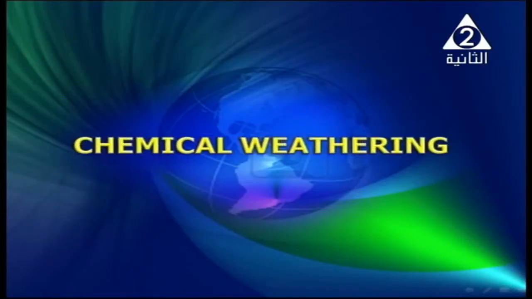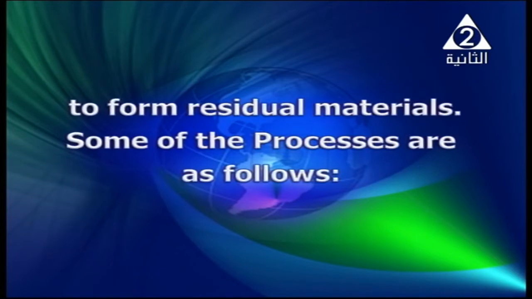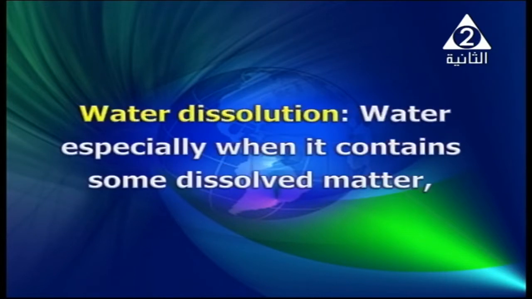Now, my dear students, we go to the second type of weathering here. It is chemical weathering. Chemical weathering is a process by which rocks are decomposed, dissolved, or loosened by chemical processes to form residual material. Some of the processes are as follows.